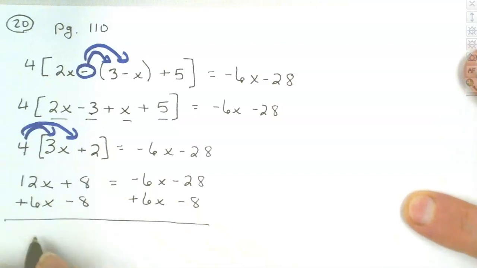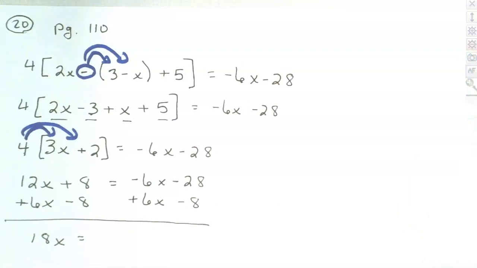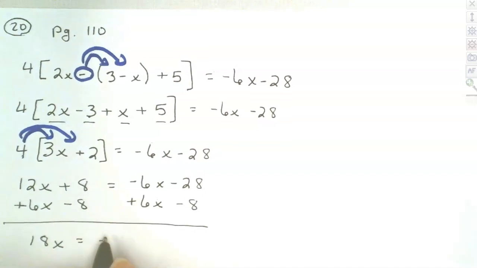So 12 and 6, that makes it an 18x. On the other side, we have a minus 28 and a minus 8. That should make it, what, a minus 36. Let's double check. Minus 36 here.